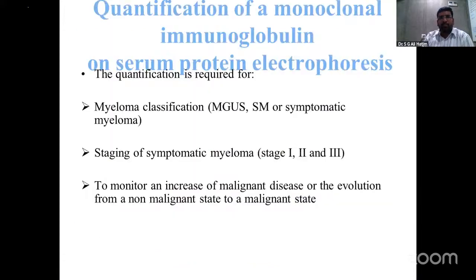So how do we quantify? Till now we have identified whether there is a peak, there is no peak, and where the peak is in the graph. Now how to quantify how much amount or how much concentration of that peak is there? Because it is useful in the classification and staging of the myeloma.